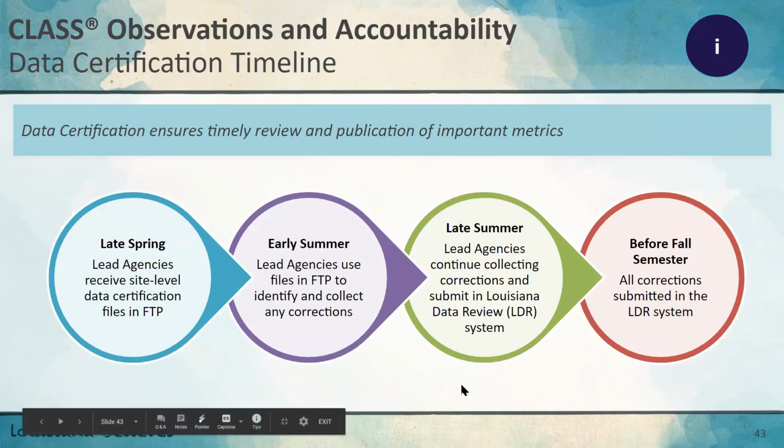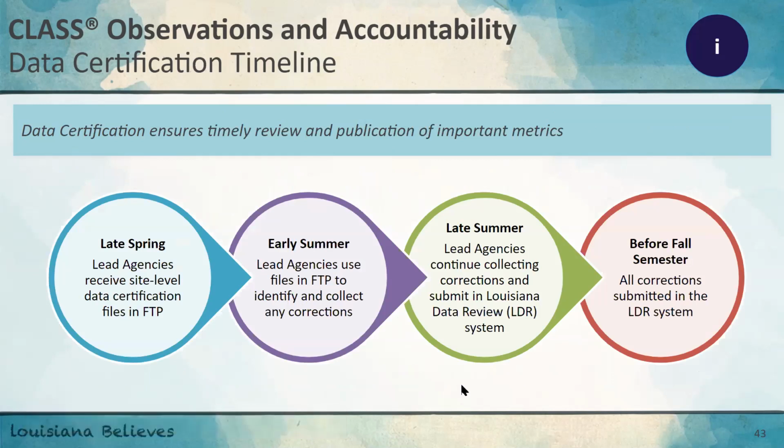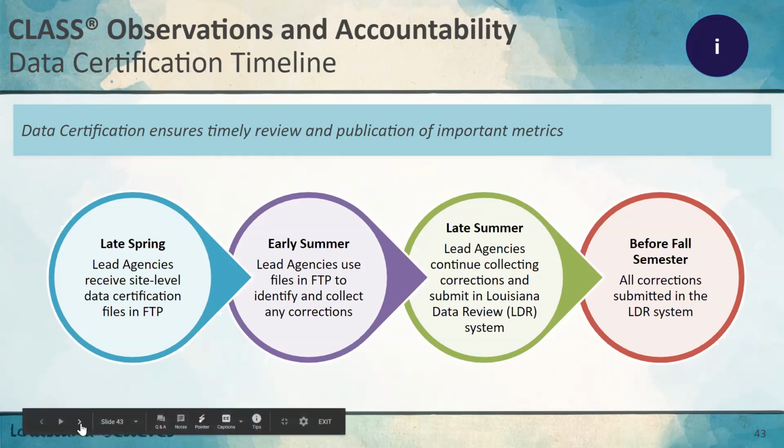And then generally, this is what it typically looks like. We work with you in spring to make sure that the data that is reported is as accurate as possible. And then in summer, we will begin the actual data certification process. So we'll give you the files, you will verify them, work with sites to make changes, and then you will submit any necessary changes in a data review system that we call LDR. And then those changes are reflected before we release performance profiles.